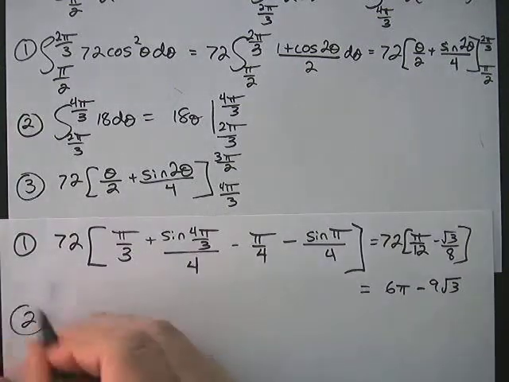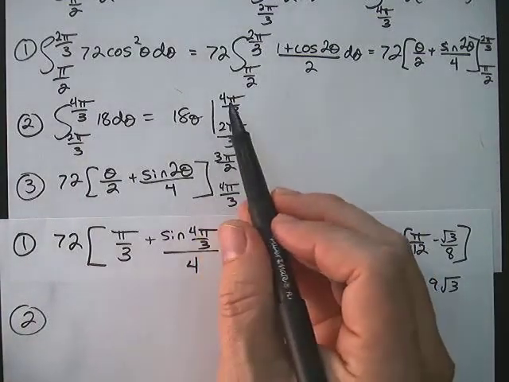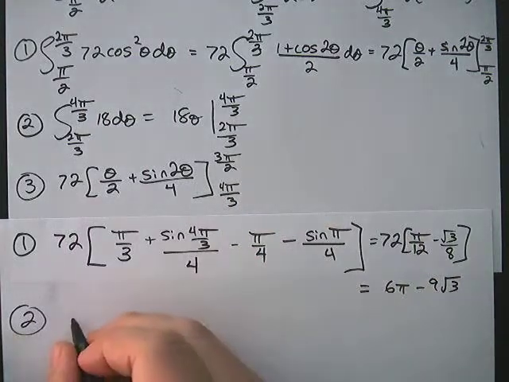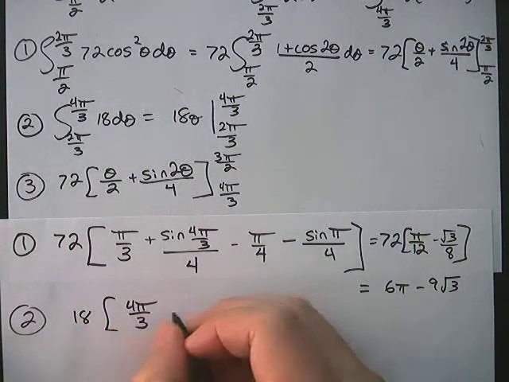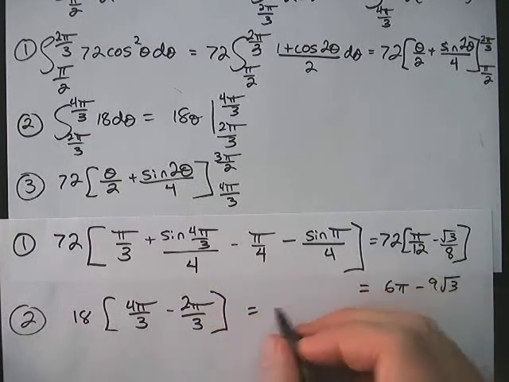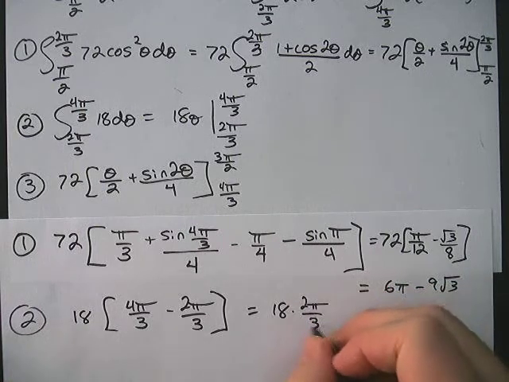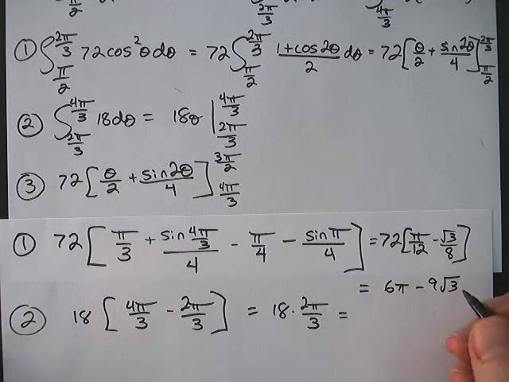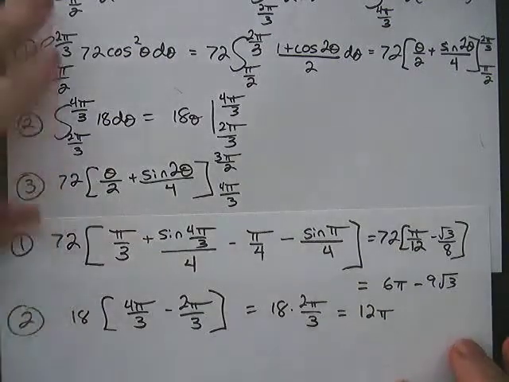Okay, the second one should be a little easier because we're just popping into 18 times both of these. So it would be 18 times 4 pi over 3 minus 2 pi over 3, which gives you 18 times 2 pi over 3. Which would give you 12 pi. Okay, so there's the second one.